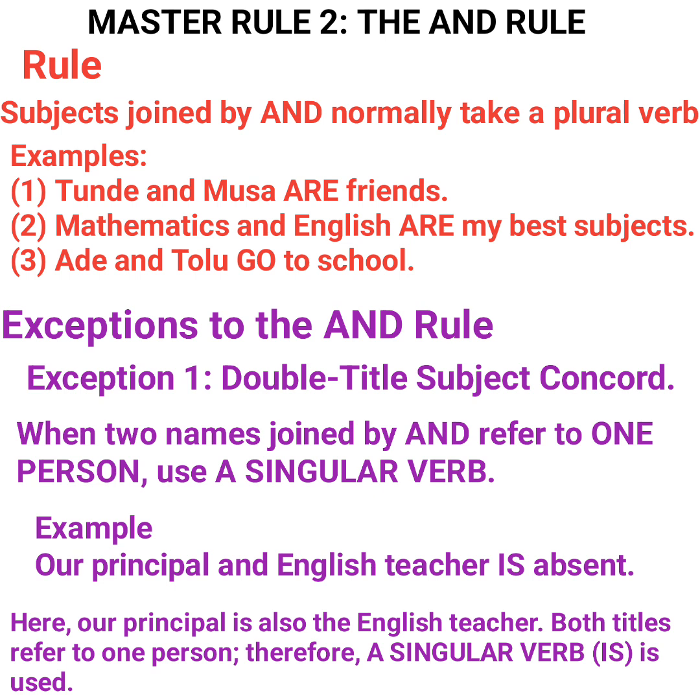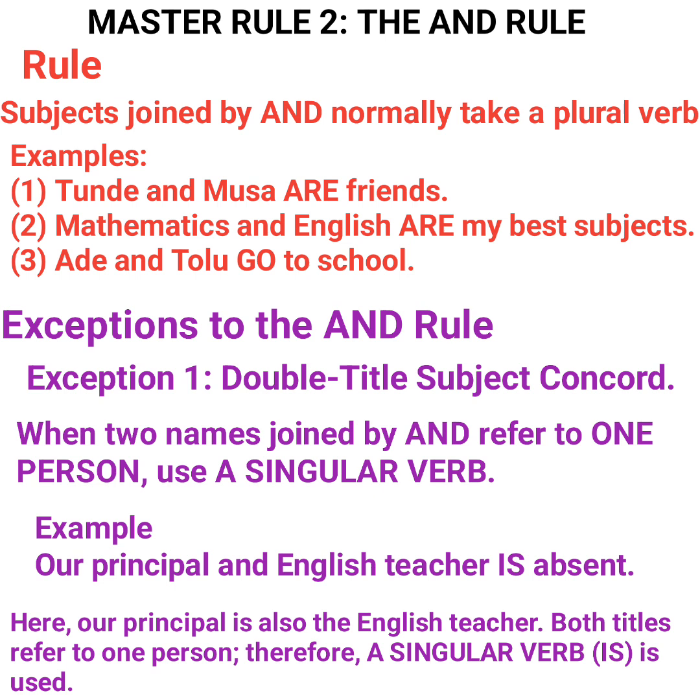Tunde and Musa are friends. Mathematics and English are my best subjects. Ade and Tolu go to school. But we have some exceptions to this rule. The first exception states double title subject concord. When two names joined by "and" refer to one person, use a singular verb.